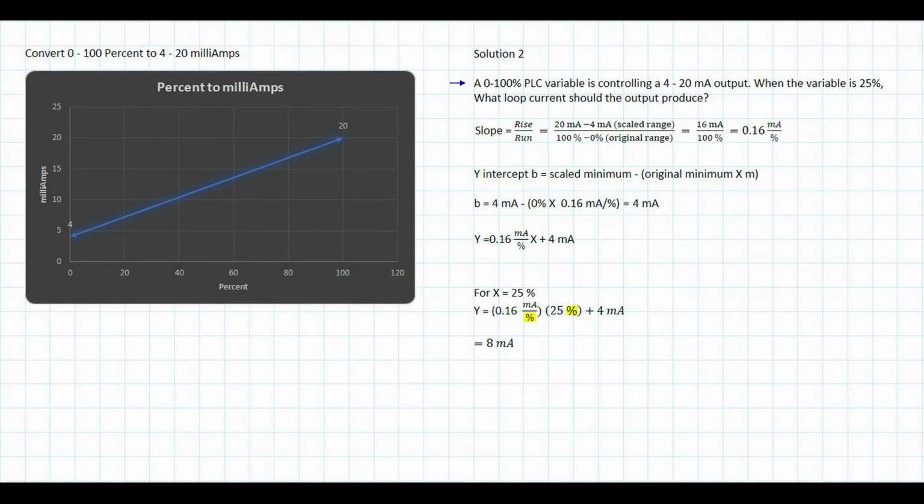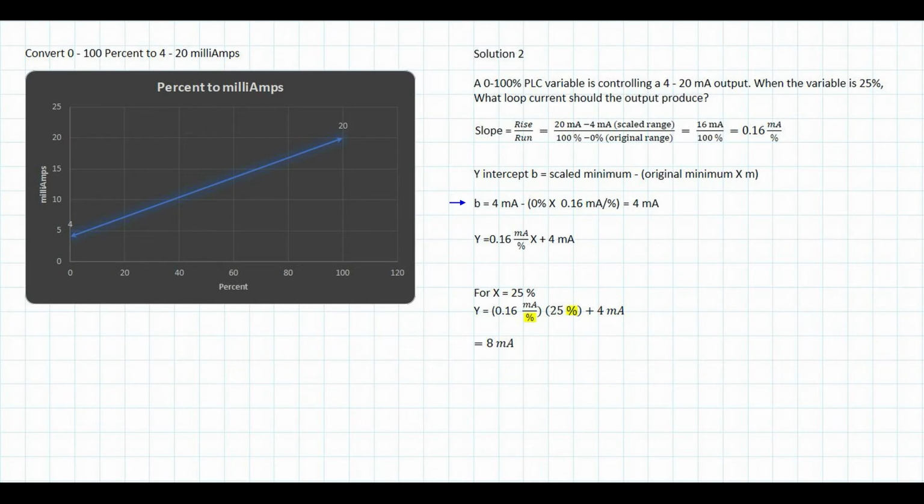Solution number 2. A 0 to 100% PLC variable is controlling a 4 to 20 milliamp output. When the variable is 25%, what loop current should the output produce? Slope in this case is 20 milliamps minus 4 milliamps for the scaled range, divided by 100% minus 0% for the original range, which is equal to 16 milliamps divided by 100%, or 0.16 milliamps per percent.